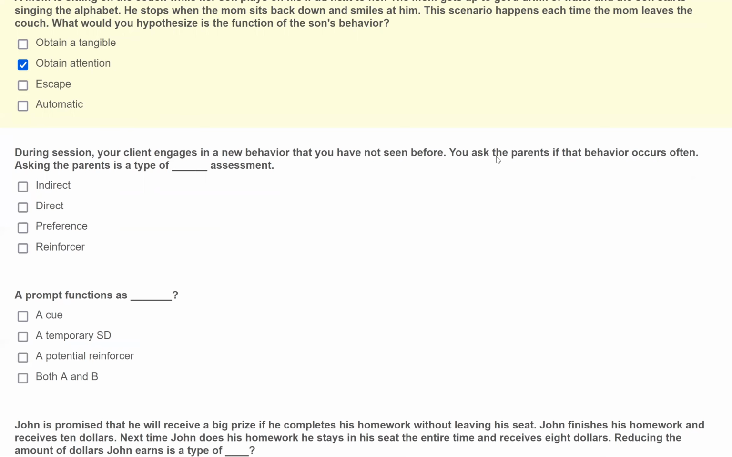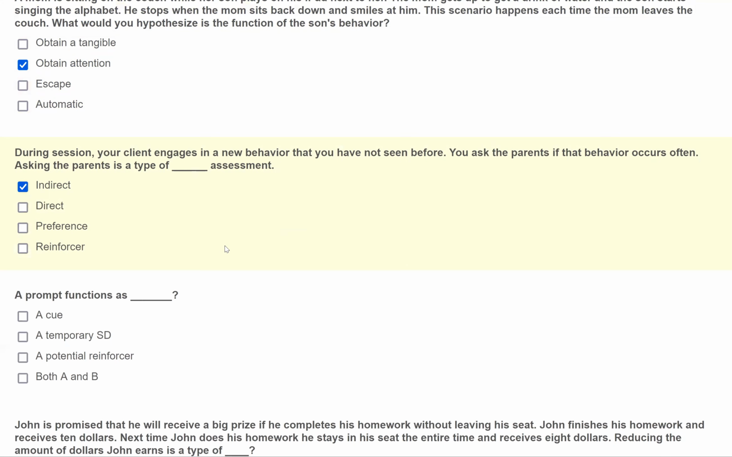If you were just asking the parents questions and not actually observing the client performing a behavior, performing a skill, probing any of that, what are you doing? Well, you're conducting an indirect assessment. Indirect assessments are things like surveys and interviews and checklists, where we are verbally asking or sending out a checklist or taking a response survey, but we're not actually observing the behavior or the client engaging in that behavior.